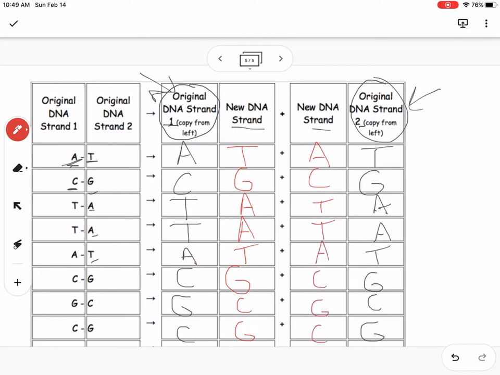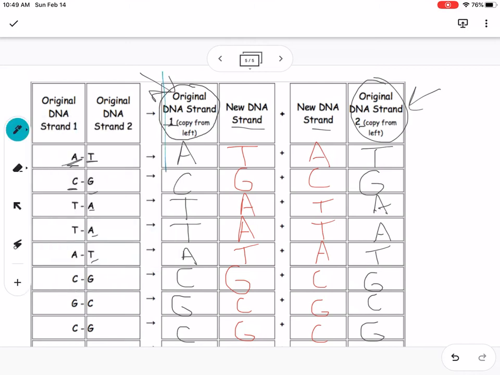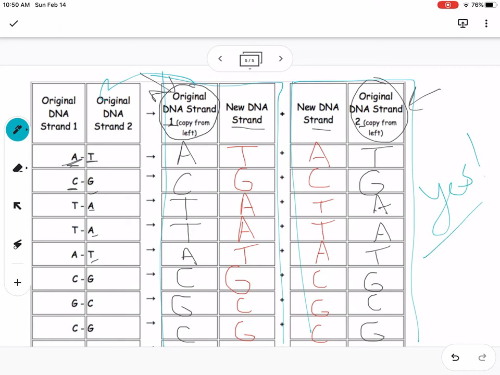Now, if you look at, these are our two new strands, right? Our two new strands of DNA. Boom, boom. Are they the same as the original? A, T, C, G, T, A. Yes, they are. So we just did a crash course in DNA replication. So watch this video, review the notes, and we'll go from there.